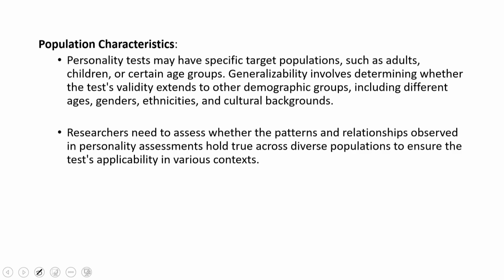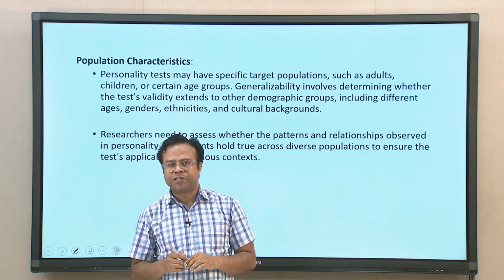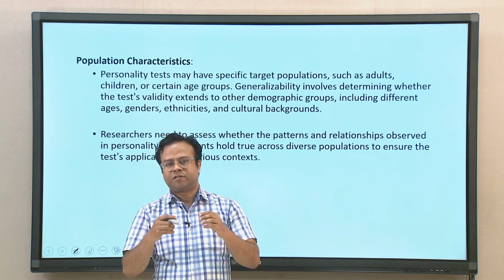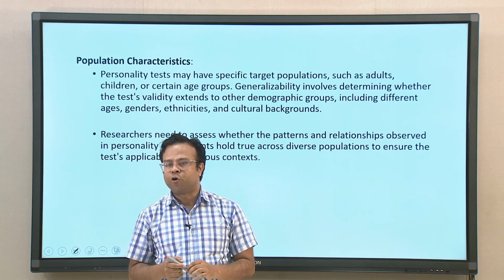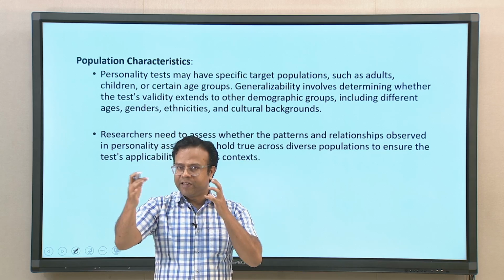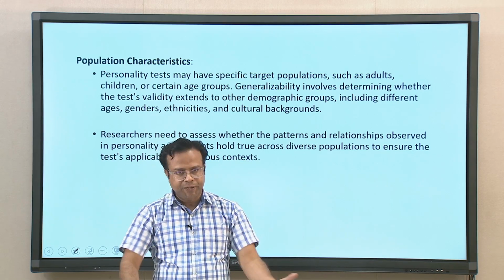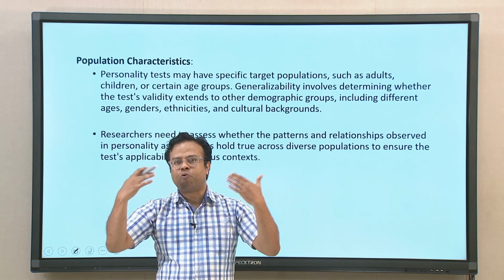Population characteristics means when you develop a test, you may develop it for a particular target population. It could be, let us say, for adults, or for children or certain age groups. Many tests are like this, which are specific to particular age groups. They may not be very generalizable, but some tests may have generalizability across populations. It involves seeing whether this test is valid for different genders, different ethnicities or people of other backgrounds. So, if it is valid for different contexts, that means it has more generalizability. Okay. So, that means it has much wider application.